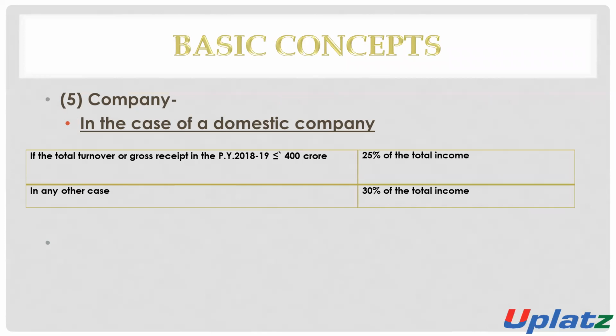In the case of domestic company, if the total turnover of such a company or gross receipt in the previous year 2018-19 is less than or equal to 400 crore, then the income will be taxable at the rate of 25% of total income.